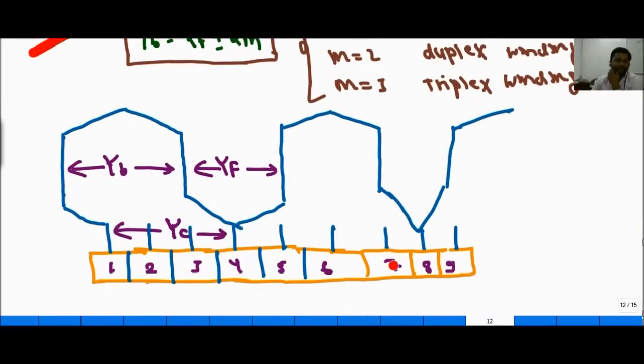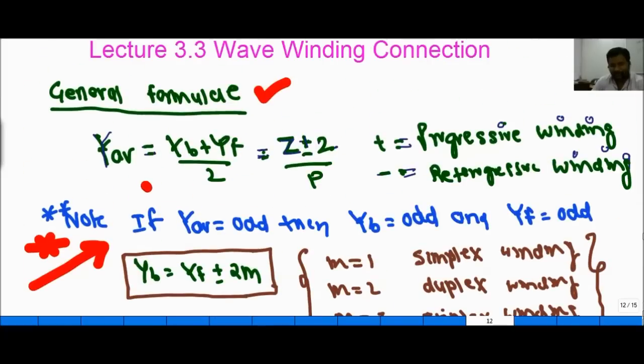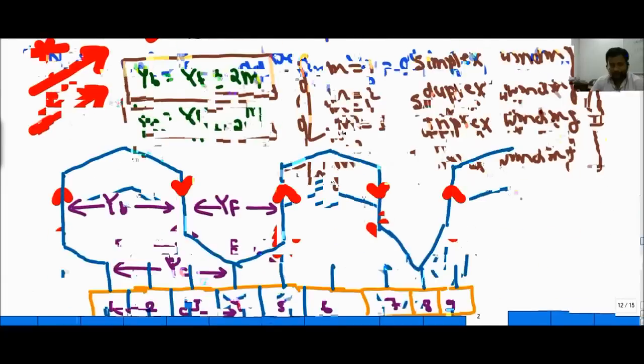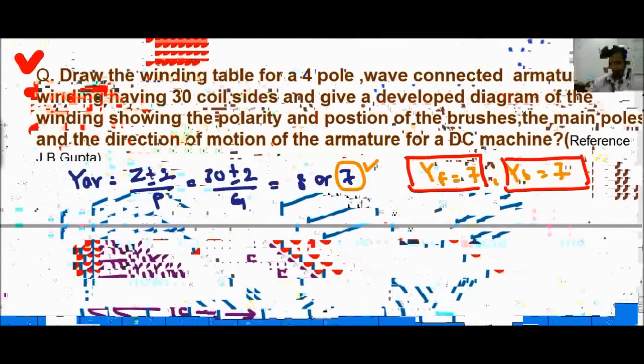This is the connection of the wave diagram for a single phase, single layer winding, where we have seen the conductor, the coil A, with current going from this and coming from this, in this fashion. The distance for one coil is called YB and for the consecutive coil is called YF, and this is called the commutator pitch that we are going to design. The basic formula is Y average equals (YB plus YF) upon 2, equals (Z plus or minus 2) upon P, where Z is the number of conductors and P the number of poles. This is the connection diagram that we have to draw.